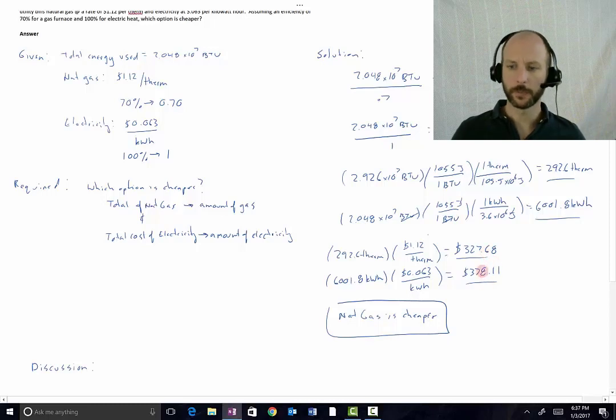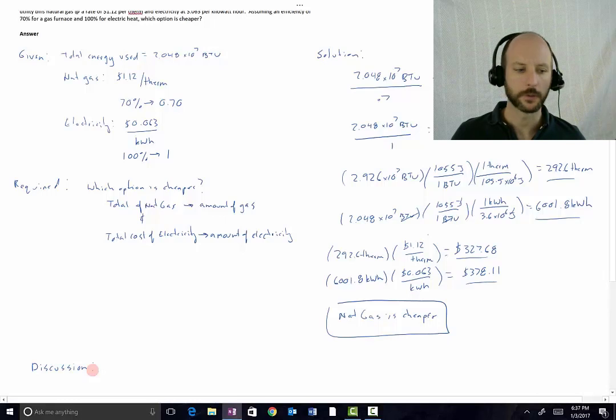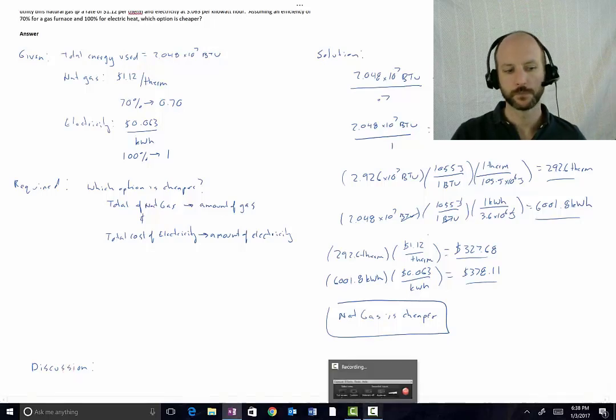And we got similar prices, $327.68 and $378.11. That's a pretty good amount of information to say, yeah, that's probably reasonable. We could do some back calculations if we wanted to, but I'm pretty happy with that. It seems like a reasonable amount for a utility bill, and they're very similar. So there is reasonableness to this answer, and that's what we mean a lot of times when we talk about discussion or review of our results.